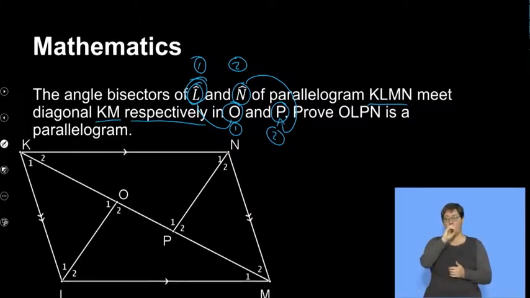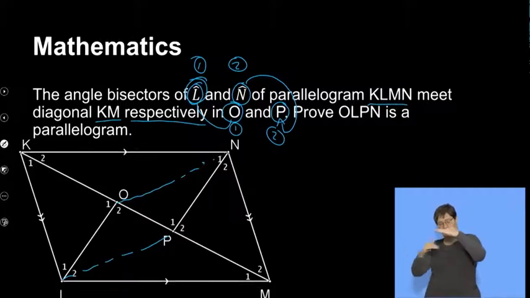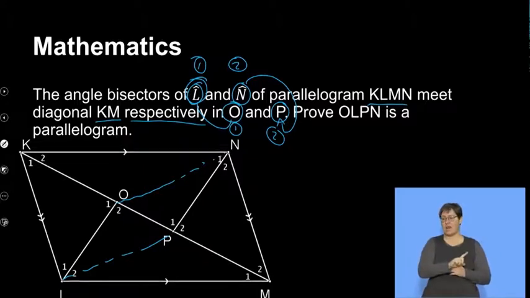OLPN, right? So let me just show you. It will be something like this. So they actually want us to construct a quadrilateral there, which is going to be OLPN, and we need to prove that this is a parallelogram. Now, what do I know here, right?